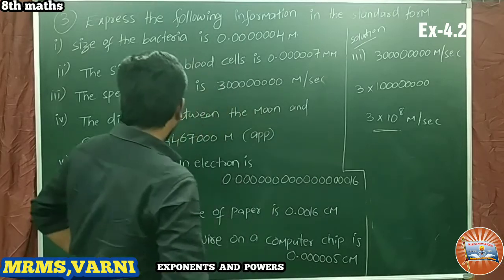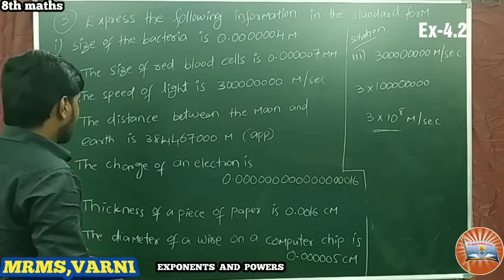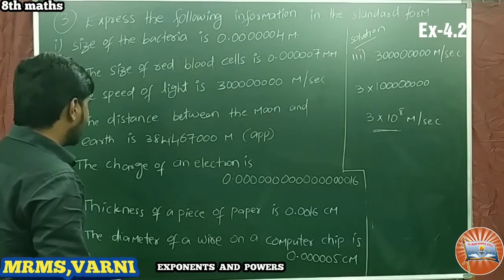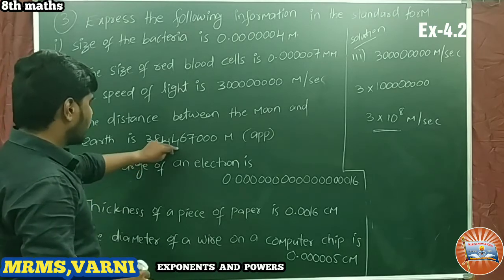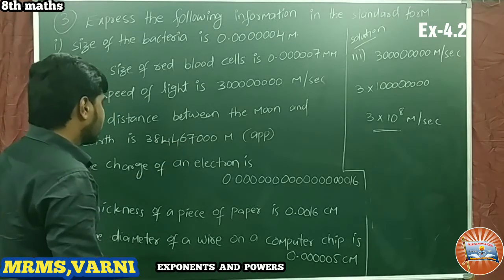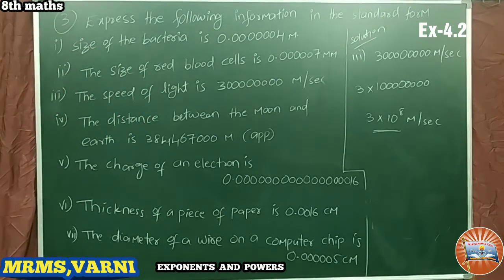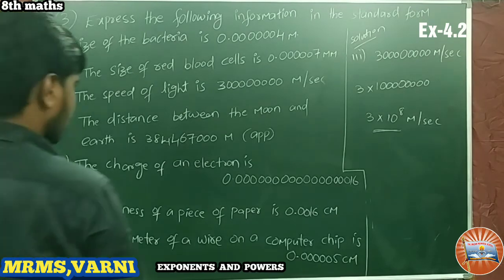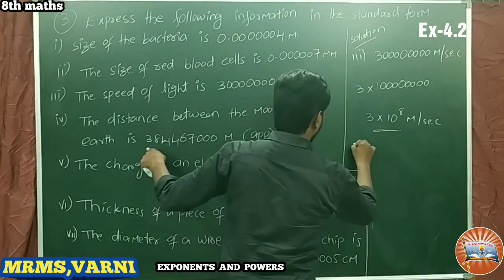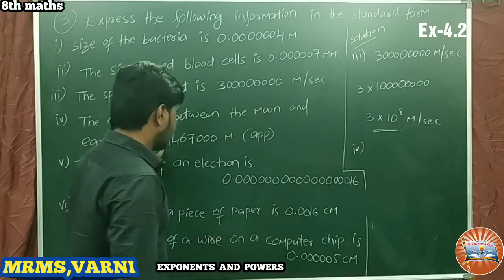Which one? Problem number 4. So the distance between the moon and earth is 384467,000 meters. Okay, we have to write that in standard form. So look at here, problem number 4. What is the question?